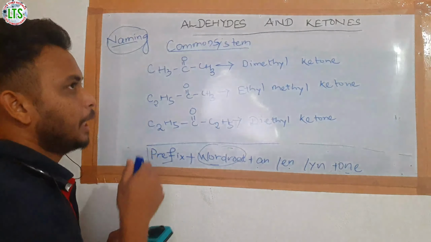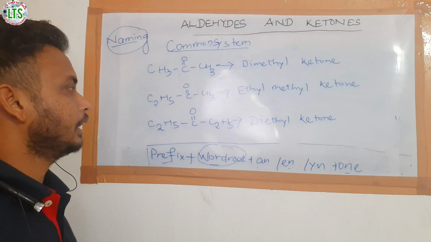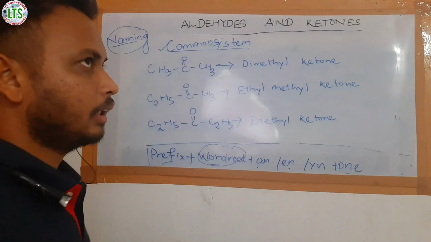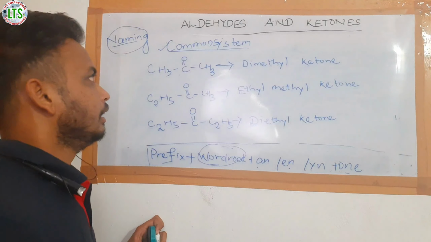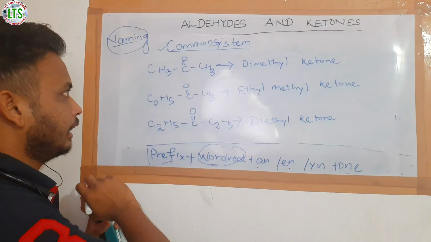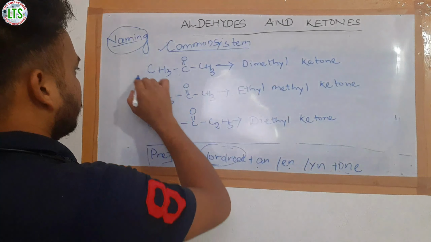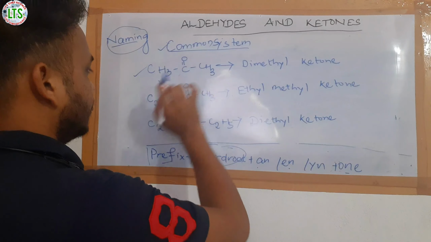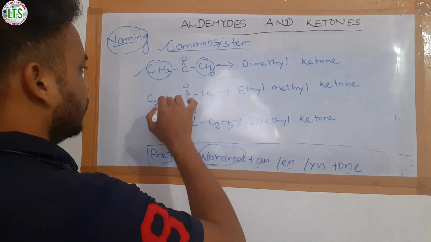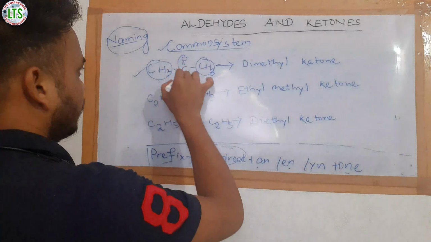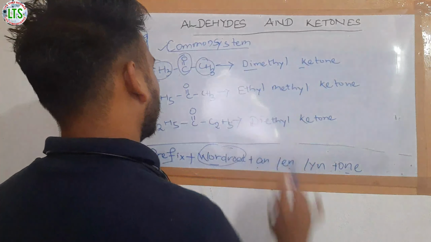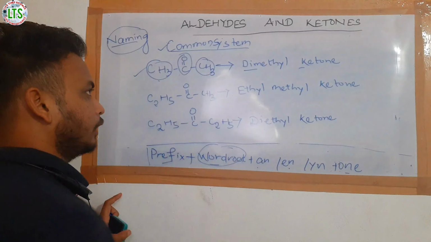Next is the naming of ketones. Here also we can name it by two systems. First by common system and second is by IUPAC system. In common system of naming, we can write for the compound CH3COCH3, here there are two CH3 or methyl groups directly attached to the carbonyl group, so you can write dimethyl ketone, as there are two methyl groups.